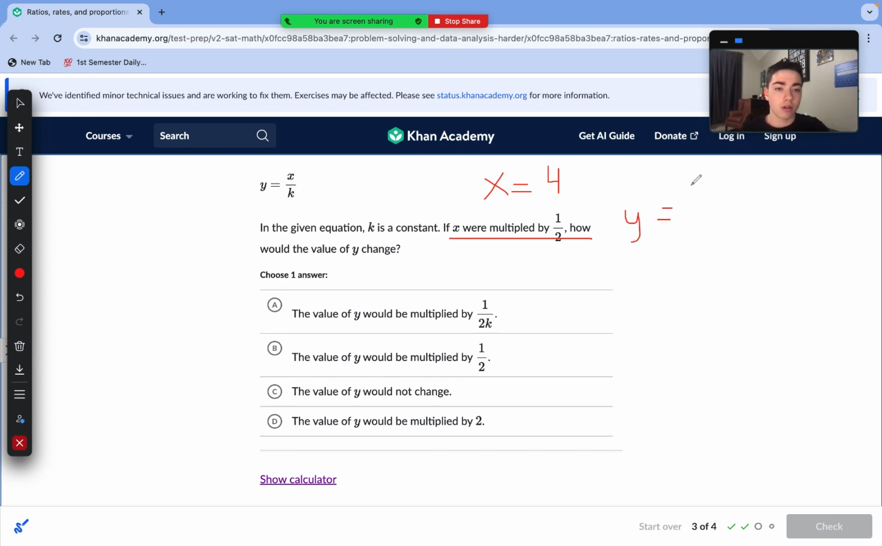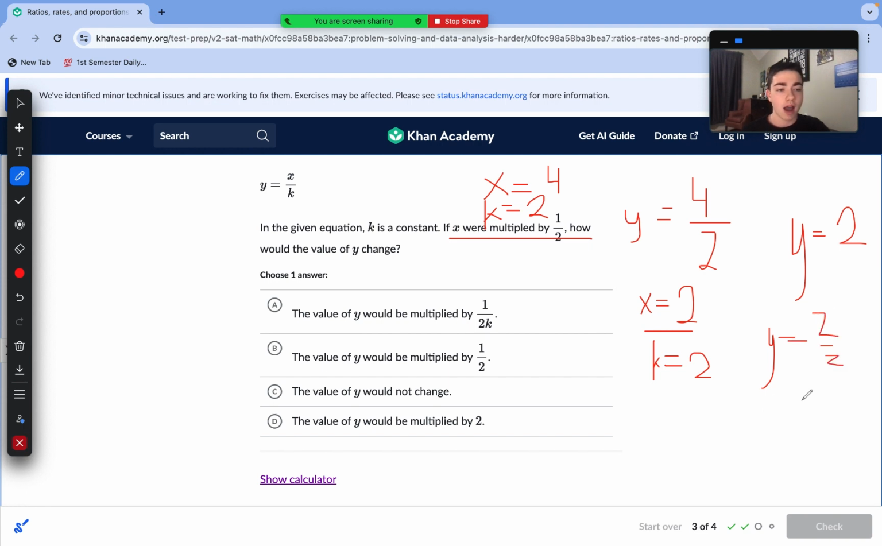Y equals 4 over k. So let's say k is a constant. So let's just make k equal to 2. So when x equals 4 and k equals 2, y equals 2. Now we're seeing here x is being multiplied by 1/2. So x is no longer 4, x is now equal to 2, and k stays the same. K is constant. K equals 2. Now let's substitute this in. We are now left with y equals 2 over 2, or y equals 1.